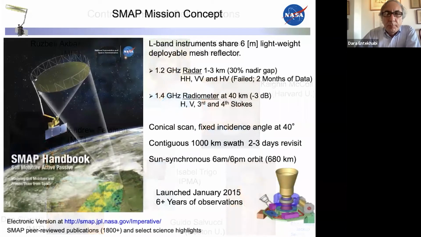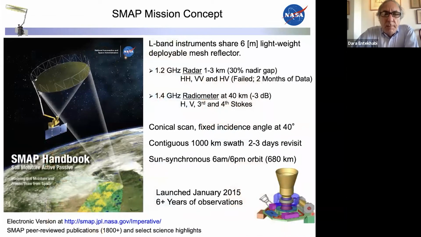So the SMAP mission, again, this was something that was designed and optimized to make this particular measurement, soil moisture, and it's operating in very low frequency microwave L-band. That's near where the cell phone communication is. So it can penetrate the atmosphere, clouds, rain, and some density of vegetation short of tropical forests. It has the radar and the radiometer.